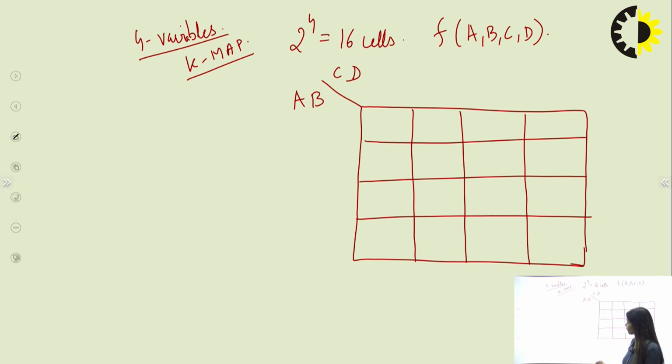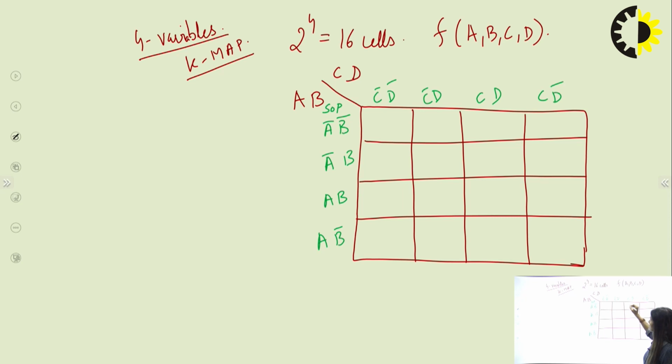And I will explain for POS and SOP. So first of all, I will write for my SOP. If it is SOP, then I will write A bar B bar, A bar B, A B bar, A B, C bar D bar, C bar D, C D, C D bar. Okay. Counting will be again horizontal. 8 here you will start. Just keep in mind 12, 13, 14 and 15.